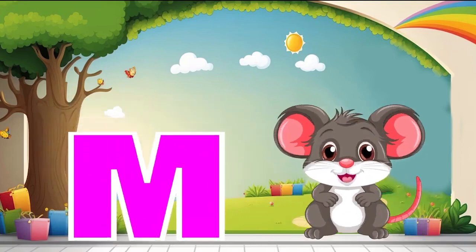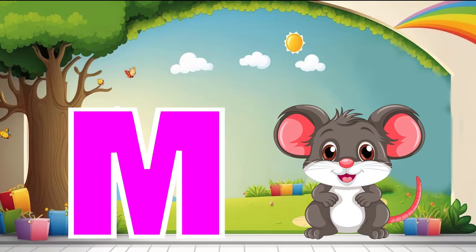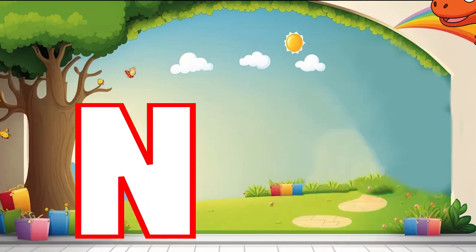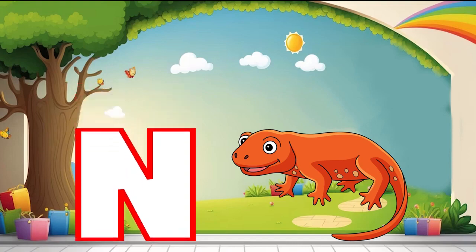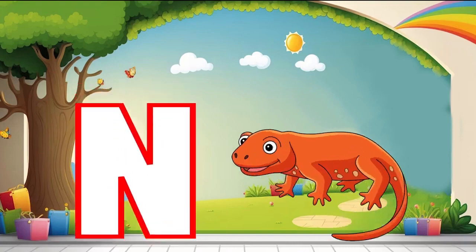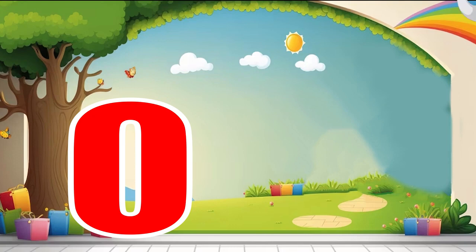M, m, mouse. M, mouse. N is for newt. N, n, newt. N, newt.